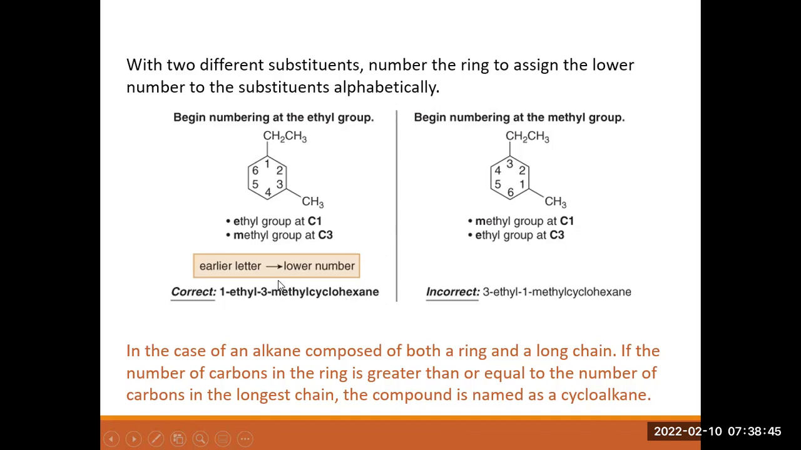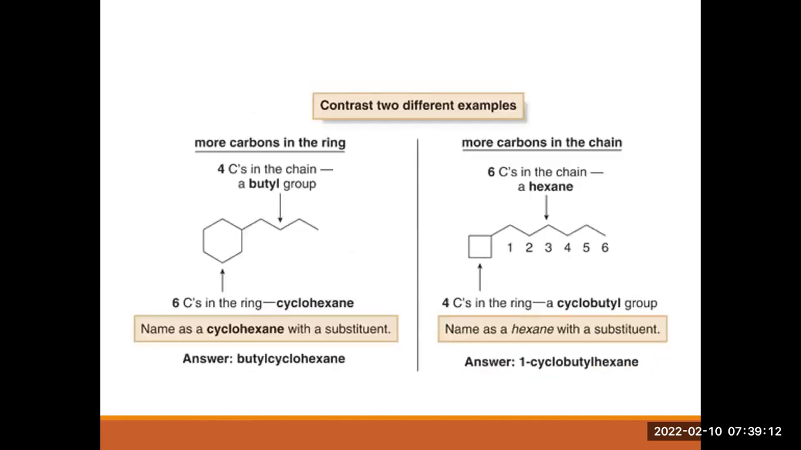In the case of an alkane composed of both a ring and a long chain, if the number of carbons in the ring is greater than or equal to the number of carbons in the longest chain, the compound is named a cycloalkane. But again, we really don't need to know this in detail, just passing through, because we are always only concerned with acyclic alkanes. And this is an example of rings and chains.